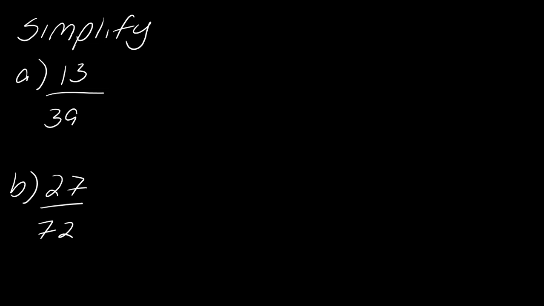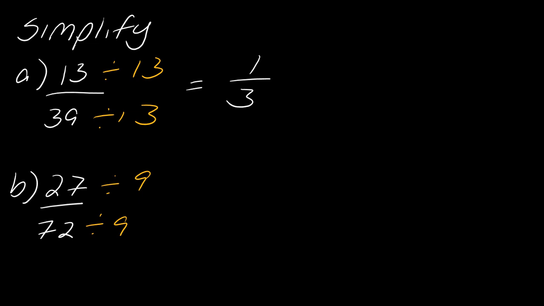Okay, so starting with the first one. I've got 13 over 39. I can divide the top and bottom of that by 13, and I'll get that this is just 1/3. For the next one, I have 27 over 72. For those, I can divide the top and bottom both by 9. So 27 divided by 9 is 3, and 72 divided by 9 is 8. So this will simplify to 3 over 8.